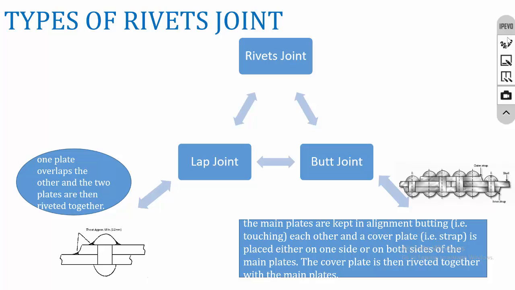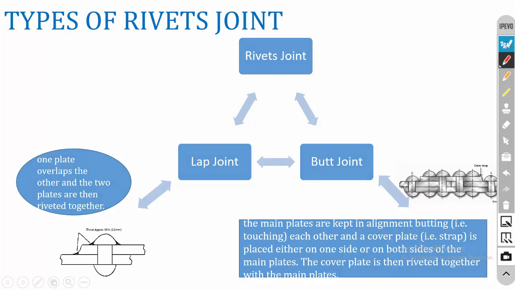There are two types of rivet joints. In the previous slide we saw different types of rivet heads. Here are the types of rivet joints. The first one is the lap joint. Just like in welding, two plates are held together one over the other, and the rivet is placed at the center. So this is the lap joint.